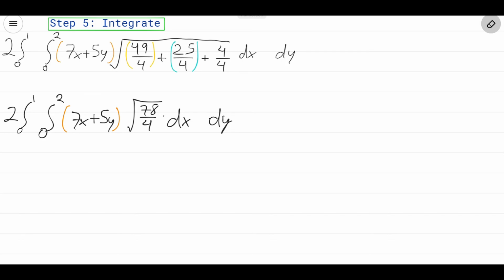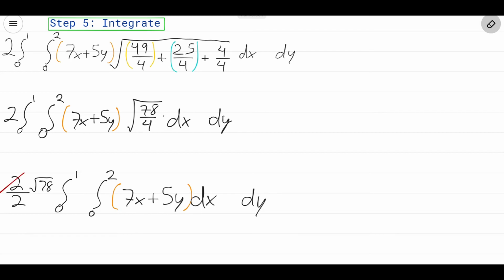So now we can simplify this because we know 2 in the numerator, and then the square root of 4 is 2 times the square root of 78. So why is that a 2, not a square root of 4? Square root of the 4, that's why. Then from 0 to 1, and then the x bounds are from 0 to 2, 7x plus 5y, dx dy. So now we can integrate this with respect to x.